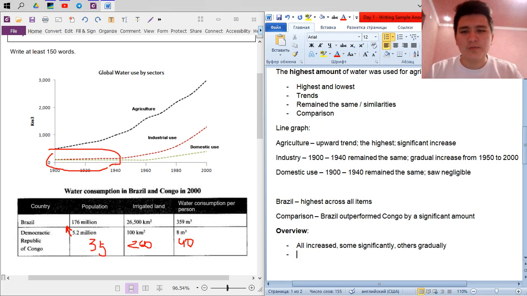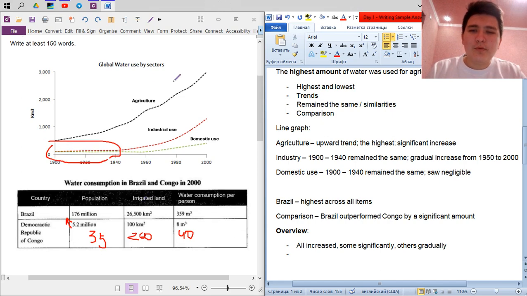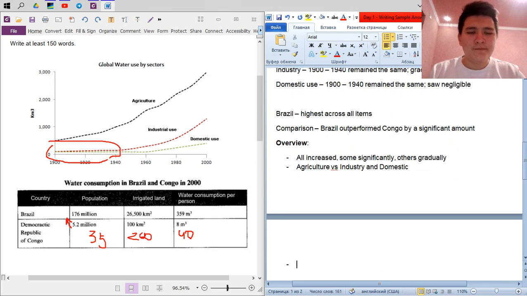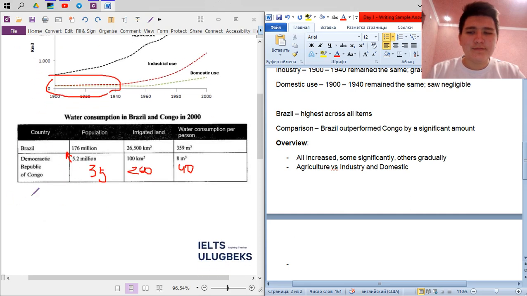We'll definitely not repeat this. So we could probably mention agriculture quickly, how it was the highest, because industrial use and domestic use were pretty close to one another, while for agriculture the gap between the two was pretty wide. I think we could mention that. We could build up on this point: agriculture versus industrial and domestic.